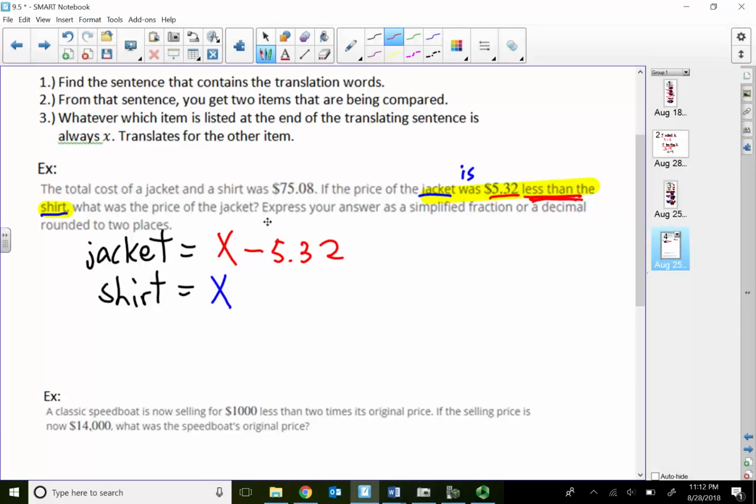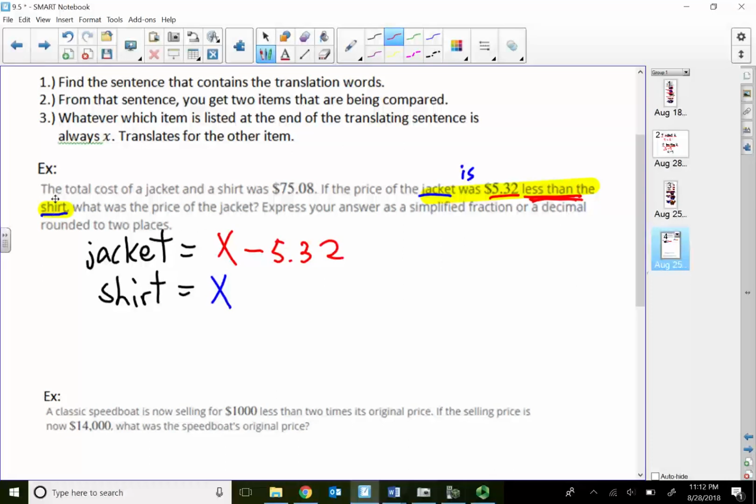If you read after the question mark, it is simply asking you to write your answer as a simplified fraction or decimal. Okay, so that is really not part of the word problem. So from the word if to the comma is what I translate. From the comma to the question mark is what it's asking.